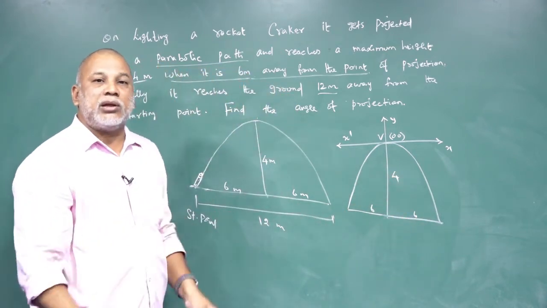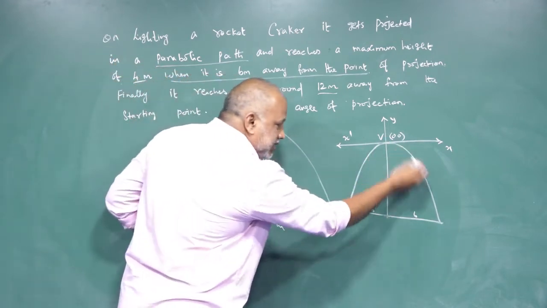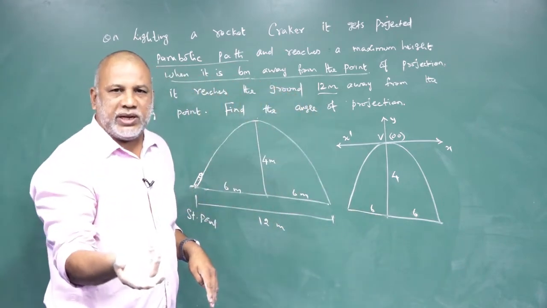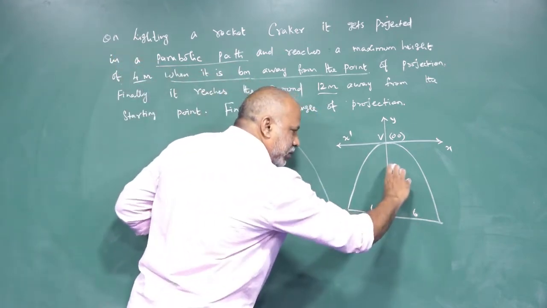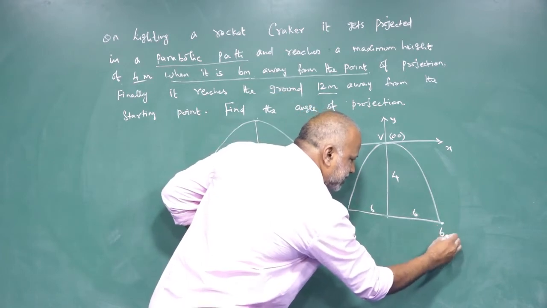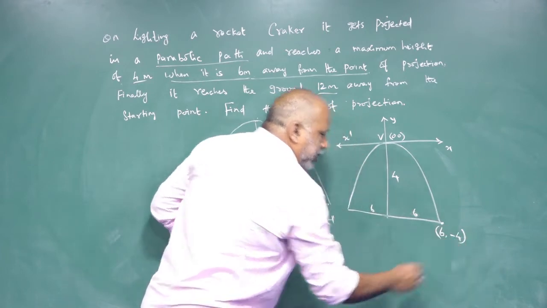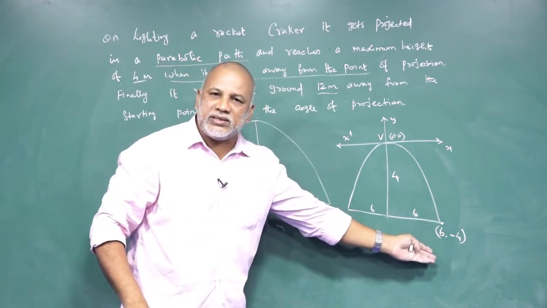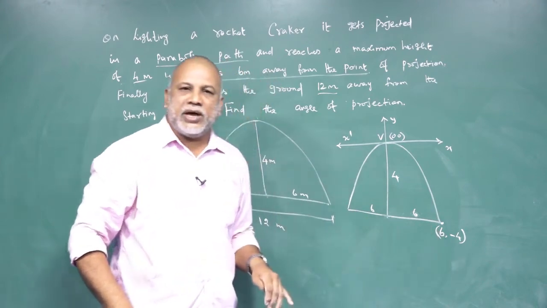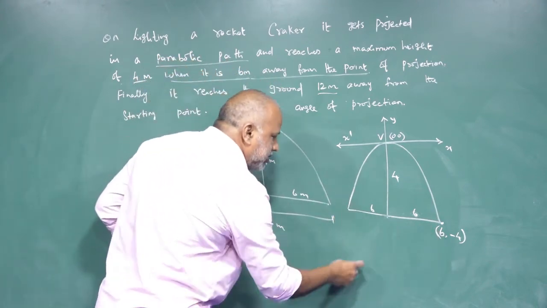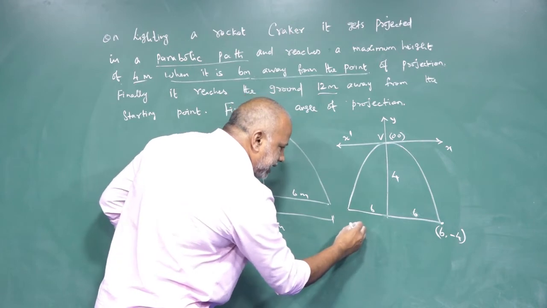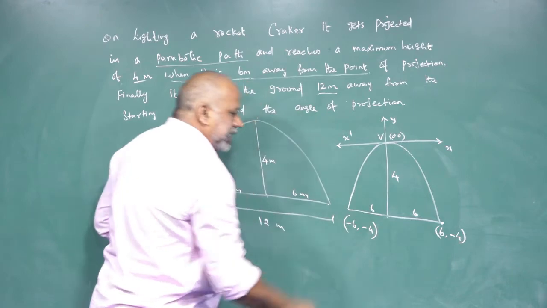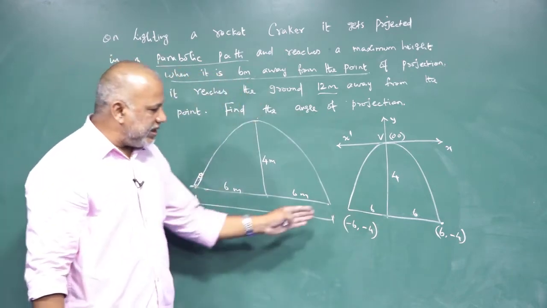Now we are going to plot the points. The point must be x coordinate, y coordinate. See, this is x coordinate, this is y coordinate. Therefore, this point must be 6, -4. Why? The point lies in the fourth quadrant. So x takes positive, y takes negative. Therefore 6, -4. See, this point lies in the third quadrant. x takes negative, y also negative.